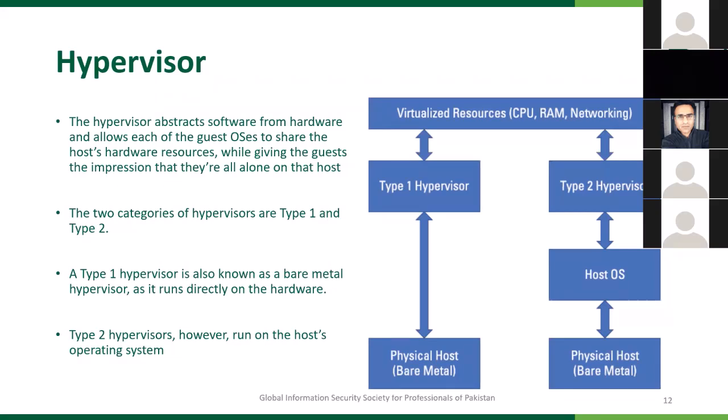If you have a type 2 hypervisor, then you have to worry about patching the host OS, updating the software and all that. So a type 1 hypervisor is a bare metal hypervisor, it runs directly on the hardware, and it is more secure. Very cool. All right.